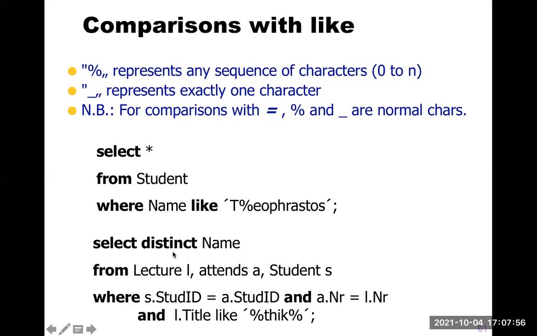So I may put multiple percents, like here, %thick%. So I try to find thick or thickness or mythic or something else. So some symbols here, some symbols there, and maybe empty strings here and there.